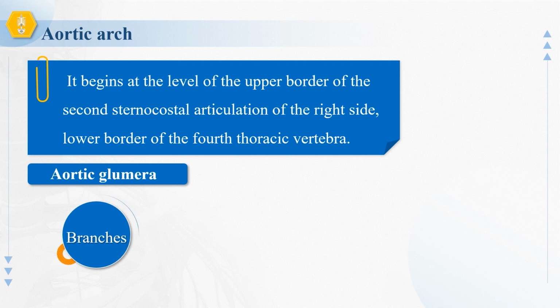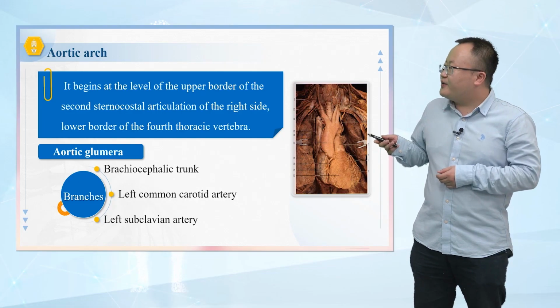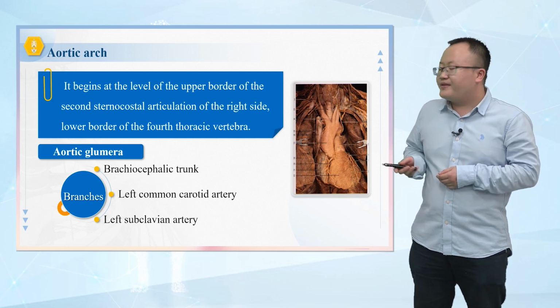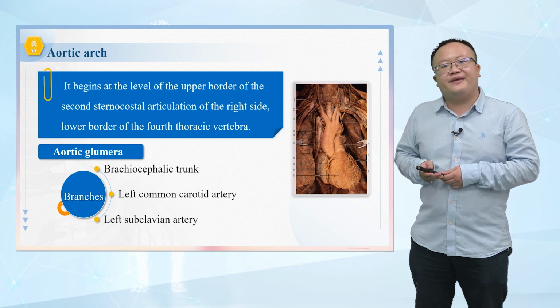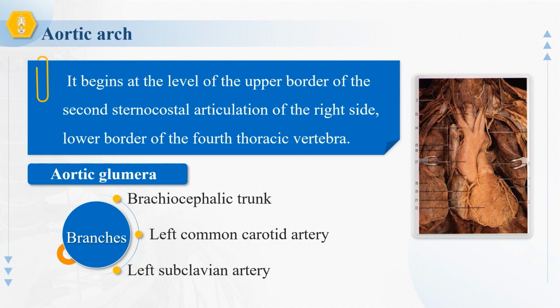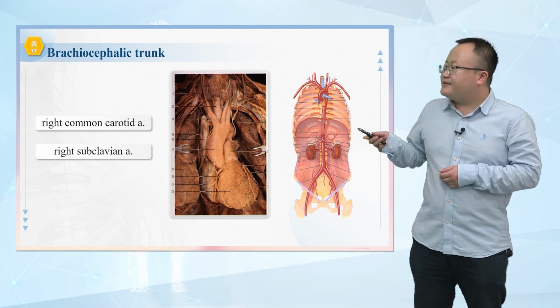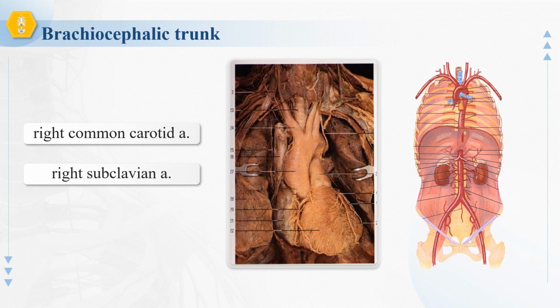Aortic arch. The aortic arch begins at the level of the upper border of the second sternocostal articulation of the right side, and the lower border is at the fourth thoracic vertebra. As for the brachiocephalic trunk, it can be divided into two branches: the common carotid artery and the subclavian artery. This demonstrates the right common carotid artery and right subclavian artery.